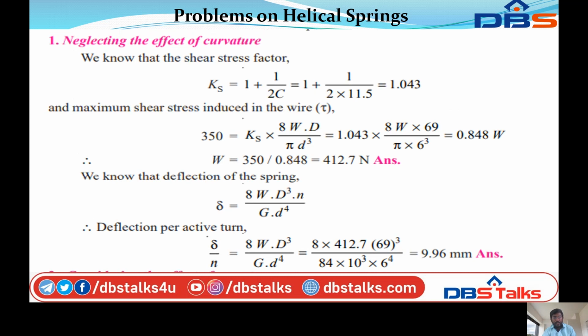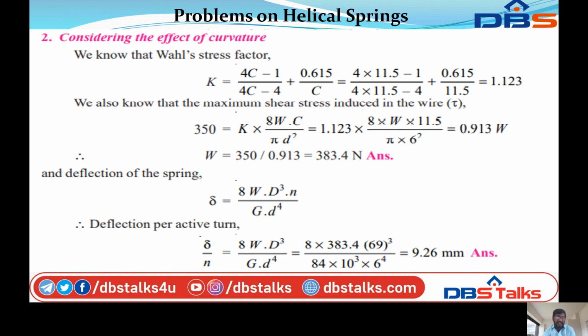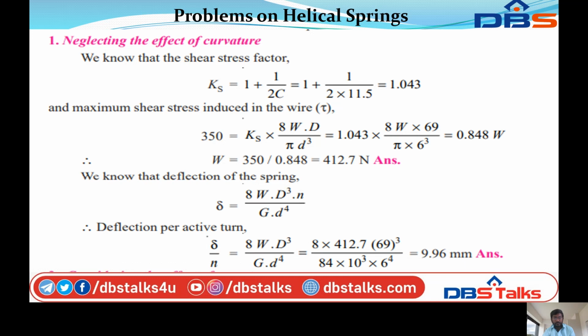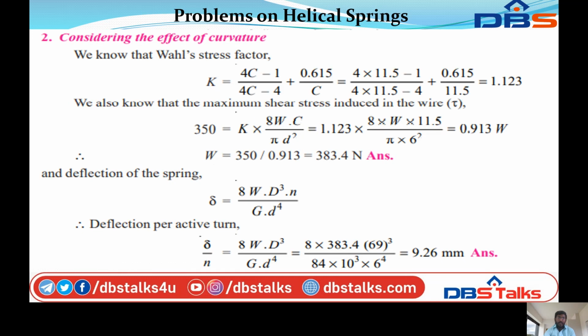So here delta by N is equal to 9.96 mm approximately, so this one is neglecting the effect of the curvature. So this is considering the effect of the curvature. So we can calculate both formulas, calculating the deflection of the springs and maximum shear stress of the spring, where W is equal to axial load. So next problem.